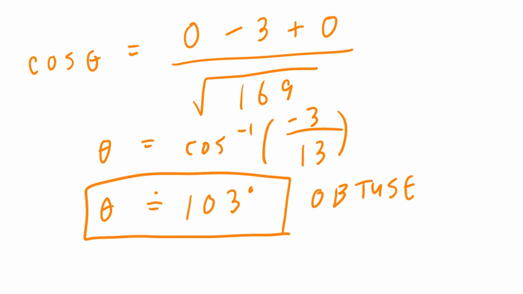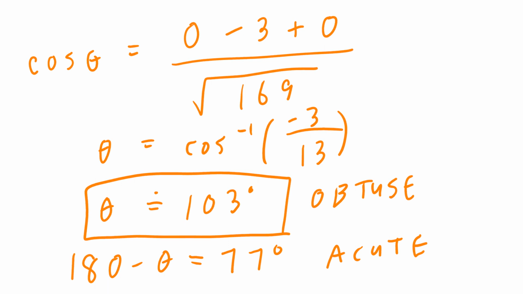Now again, just in case you're thinking, well, what about the acute angle? You can always take 180 minus theta, which is going to be 77 degrees. That's the acute angle, just like that. Now, here comes method number 2.